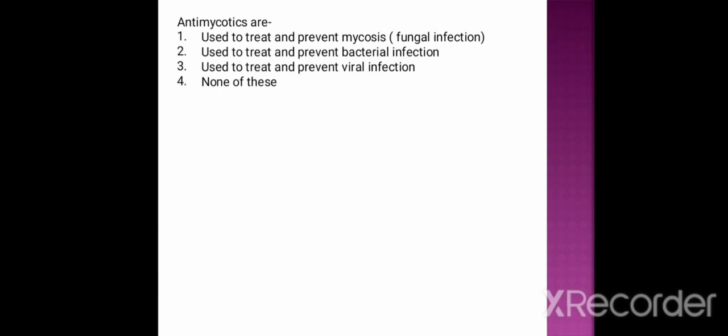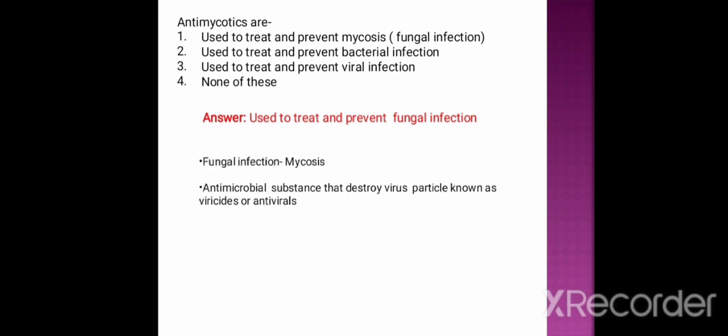Antimycotics are option 1, used to treat and prevent mycosis, that is fungal infection. Option 2, used to treat or prevent bacterial infection. Option 3, used to treat or prevent viral infection. And option 4 is none of these. And the correct option is used to treat or prevent mycosis or fungal infection. Mycosis means fungal infection. Antimicrobial substances that destroy virus particles are known as antivirals or viricides.